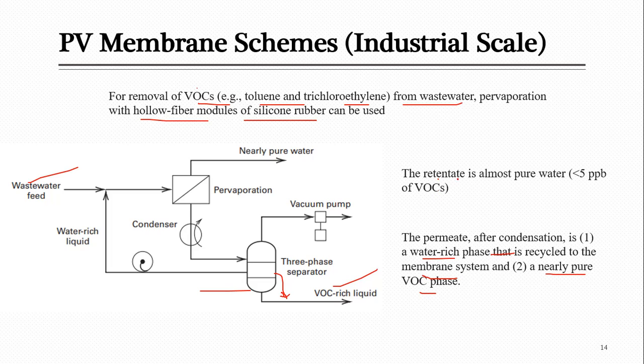And the retentate is pure water. The retentate is the pure water which we were looking for, and it contains less than 5 parts per billion of these volatile organic chemicals. Only a very small amount will be available, and that's fine for us.